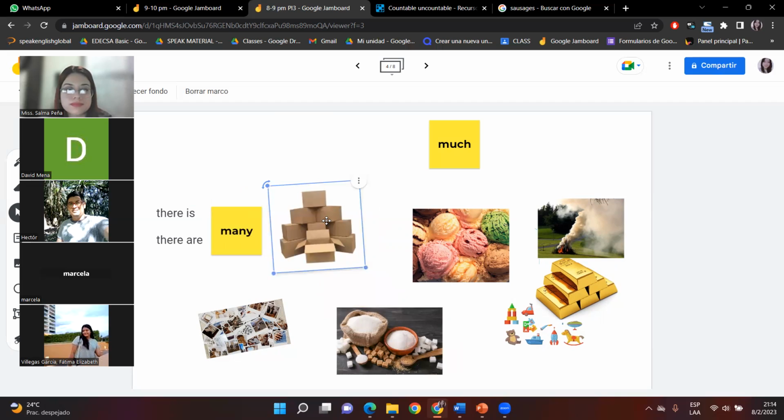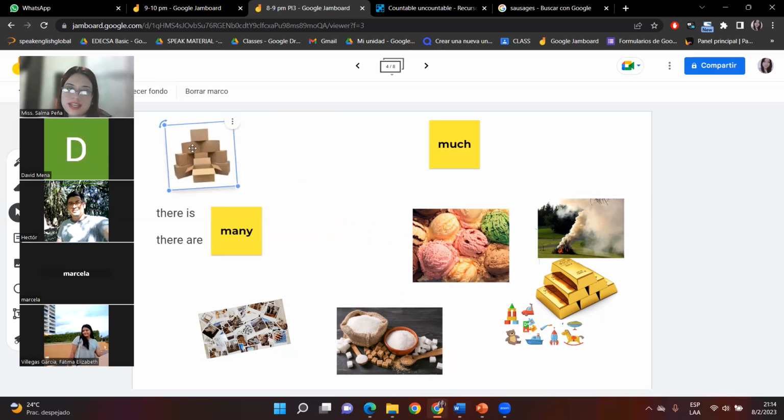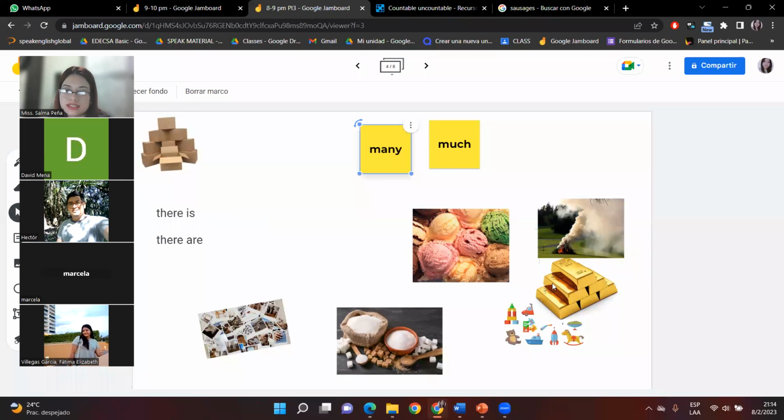Boxes. Yes, there are many boxes. Perfect. There are many boxes because boxes, you can count them. Countable. So they are countable, exactly. Okay, let's move this and this.